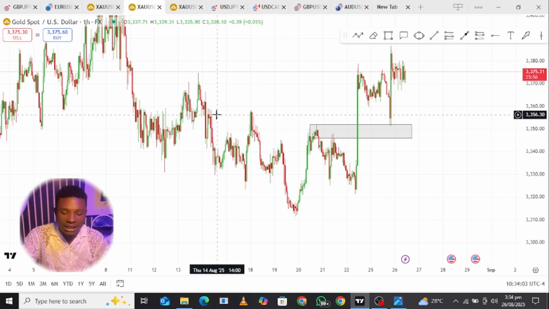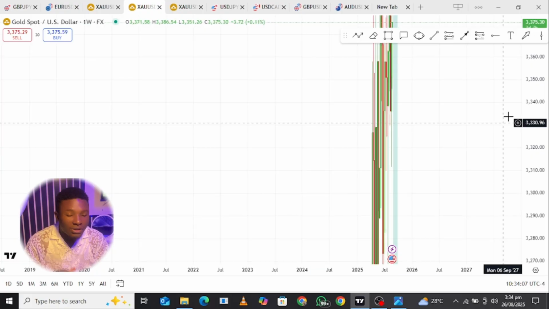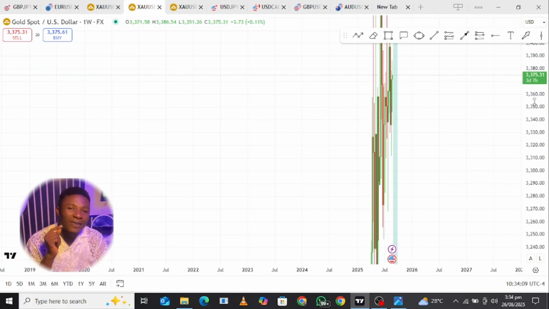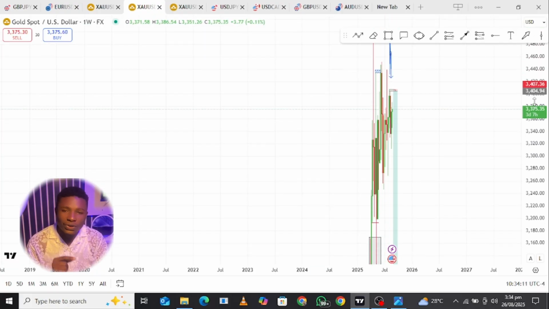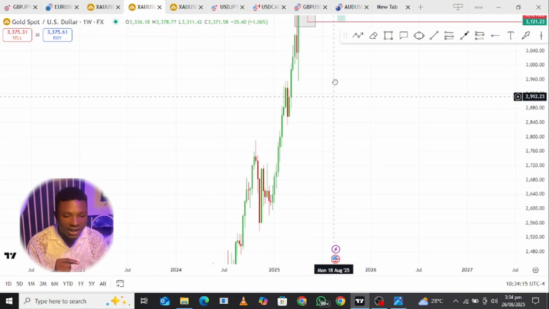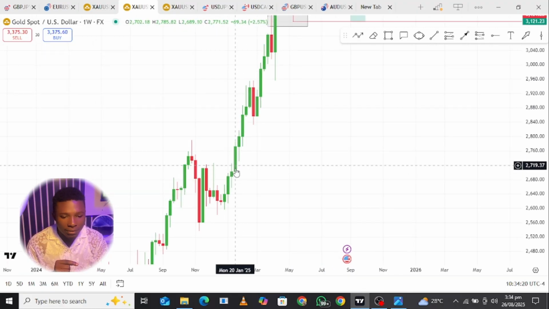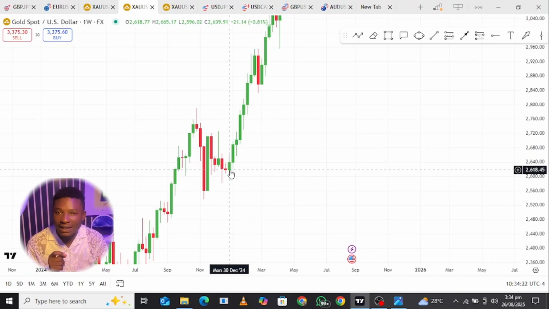Let me go to a weekly time frame and explain something to you. This is actually the origin of the ICT Breaker Block. You have to understand this, guys. It's very, very simple and very easy. All right, so let's say this is our candle one. Let me start from here. Let's say this is our candle one.